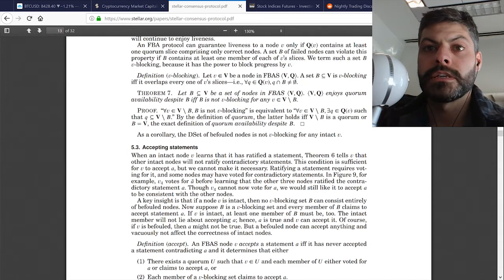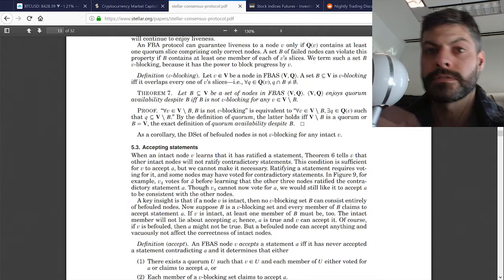Now suppose B is a v-blocking set and every member of B claims to accept statement A. If v is intact, at least one member of B must be intact. The intact member will not lie about accepting A, hence A is true and v can accept it. Of course, if v is befouled, then A might not be true. But a befouled node can accept anything and vacuously not accept the correctness of intact nodes.